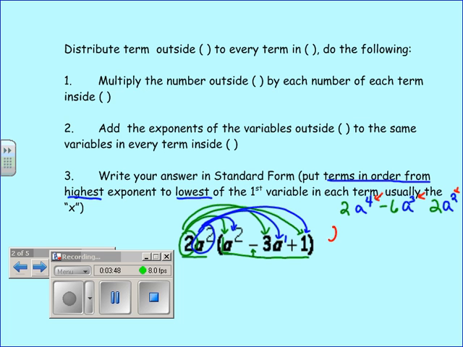So I'm going to rewrite that with my operation symbols. 2a to the 4th minus 6a cubed plus, the 2 is positive here, so that's plus 2a squared. So when I multiply 2a squared times a squared minus 3a to the 1st plus 1, the answer that I'm going to get is 2a to the 4th minus 6a cubed plus 2a squared.